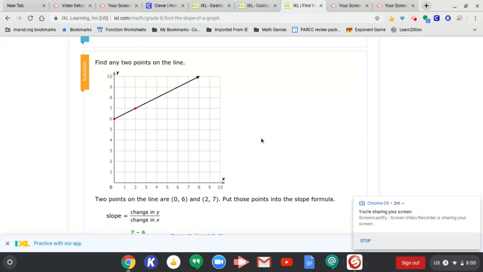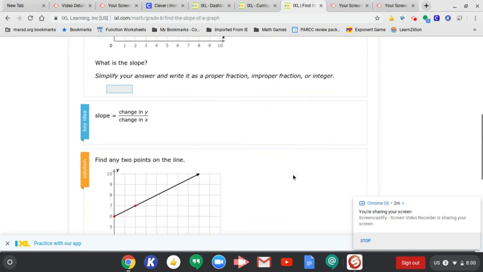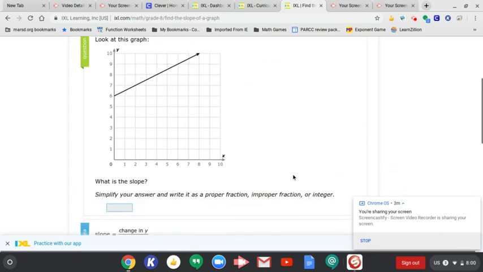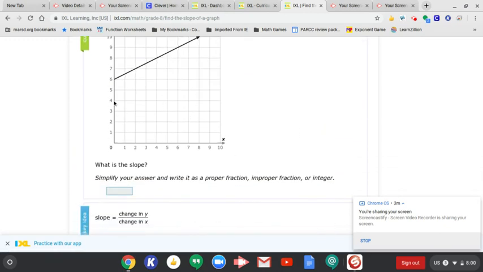Please watch part 2, finding the slope using the slope formula. And also remember that on your do now, the slope of this line was up 1, across 2, 1/2.